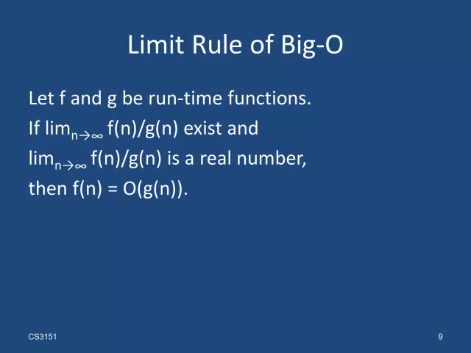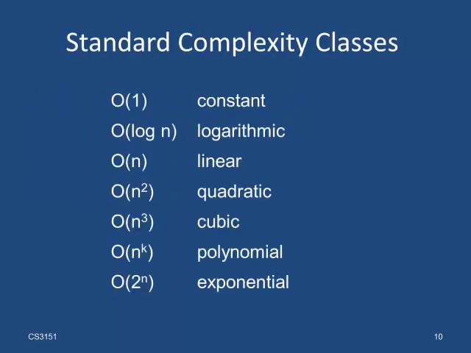You can apply this rule in most practical cases. If the limit does not exist, the rule does not help to determine whether f of n is O of g of n. Most algorithms, but not all, fit one of the standard complexity classes as listed here. I will often say that an algorithm is quadratic, for example. That means that the execution time function of that algorithm is O of n squared.